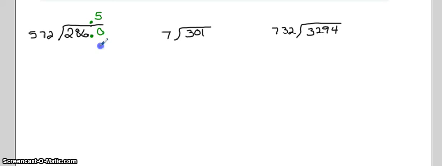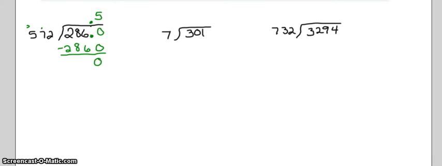5 times 2 is 10. So we'll write the 0 and carry our 1 up here. So 5 times 7 is 35, plus the 1 we carried. That would make it 36. We'll write the 6, carry our 3 over. So 5 times 5 is 25, plus the 3 that we carried over from earlier. That would make it 28. So 2,860, we subtract it, we get 0. So the answer to this problem right here is 0.5. So 286 divided by 572 is 0.5, or 5/10.